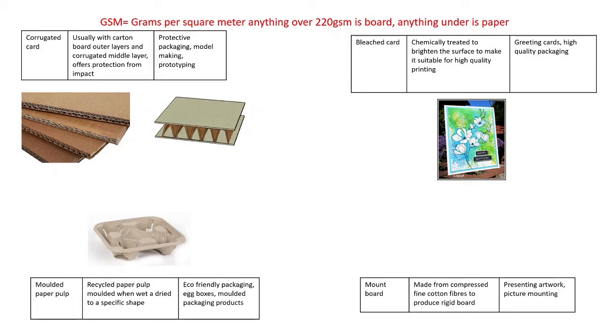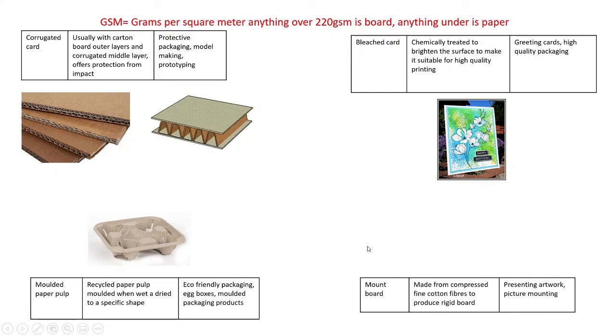Next, you've got bleached card. So it's almost the exact opposite of molded paper pulp. Once you've got your pulp and you're making the paper, typically you will bleach it to give it a certain look. So with bleached card, it's treated to make a really bright surface, so you can do really good quality printing on it. So when you buy your birthday cards and things like that, that's what you're getting.